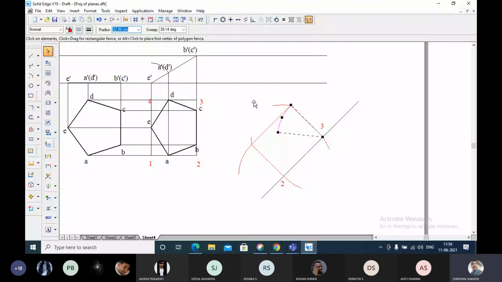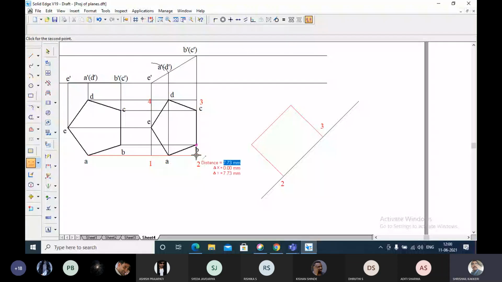Then after this, I'm going to mark 3 to C. What is this length, 3 to C? 7.73. 3 to C is equal to B to 2. 2 to B and 3 to C, both are the same. You understood, no? This length and this length are the same, since it is a regular pentagon. And this length, D to 3 and A to 2, is the same, and E to 1 and E to 4, all these are the same. Now let me measure this length.